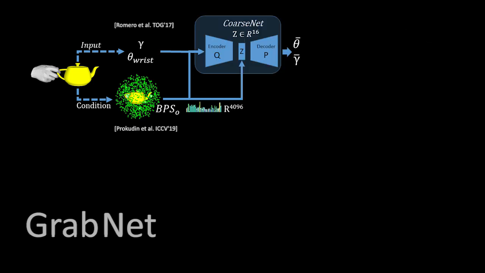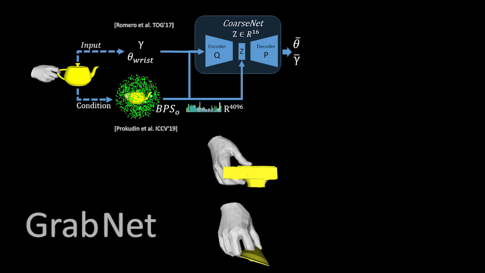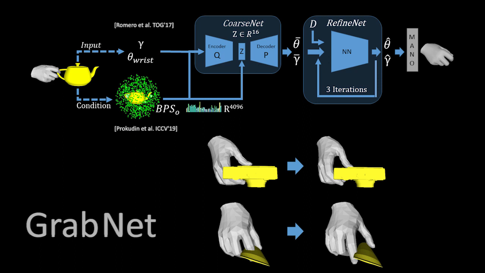GrabNet consists of 2 successive models, namely CoarseNet and RefineNet. CoarseNet has the form of a conditional variational autoencoder and reconstructs grasps as MANO hand parameters conditioned on object shape. The reconstructed grasps are reasonable but often have some room for improvement. RefineNet manages to refine the initial grasps for more plausible contacts by taking into account the distances from the hand to the object as well as a penetration and contact loss.